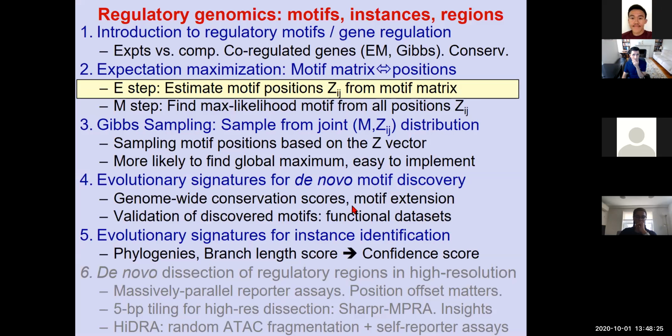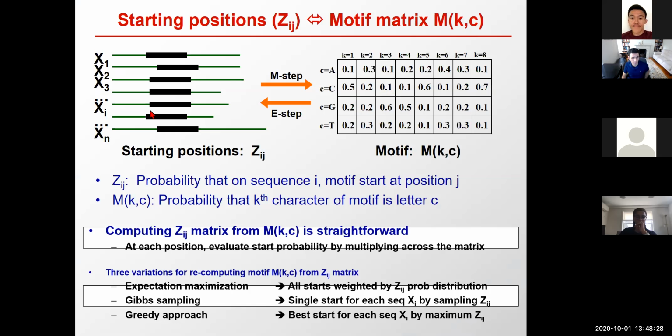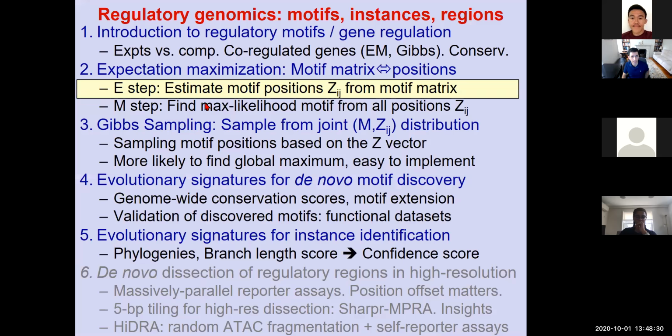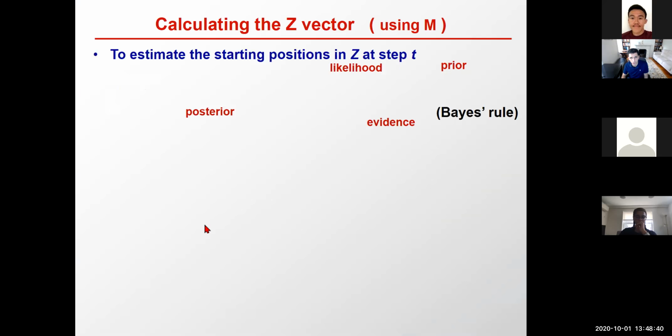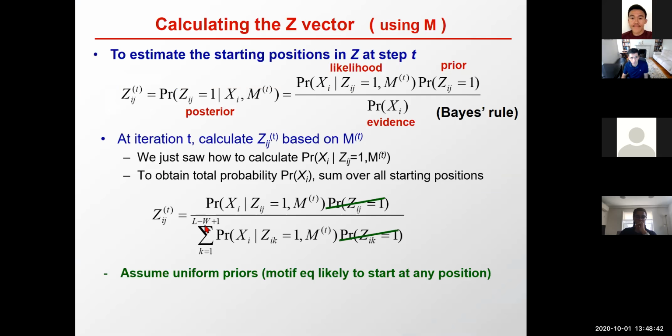Okay? So let's talk now about this E step and then this M step. So the E step is estimating the motif positions from the motif matrix. Okay? So I have my motif matrix, I scan it everywhere, and I estimate what is the probability of starting the motif at each of those locations.